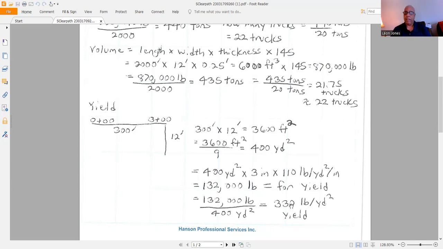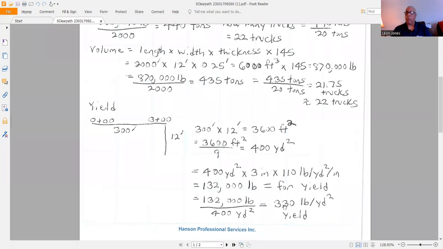Simple way to do it is you take 3 inches and you multiply it by 110 pounds per square yard per inch. You come up with 330. That's what you're supposed to get. And generally, there is, I call it data. 1 inch is 110 pounds per square yard per inch.